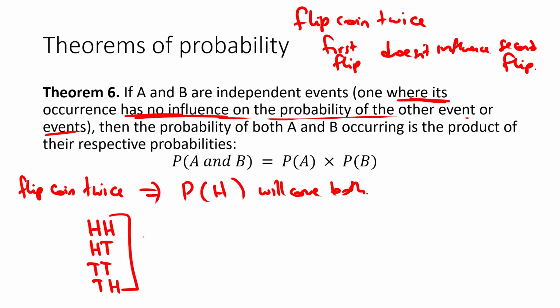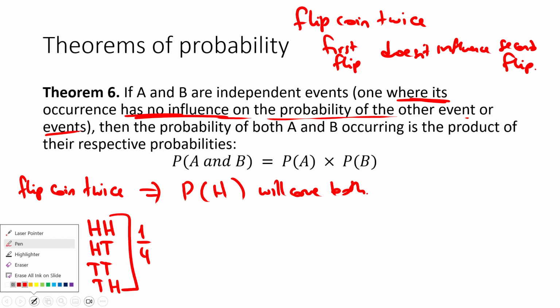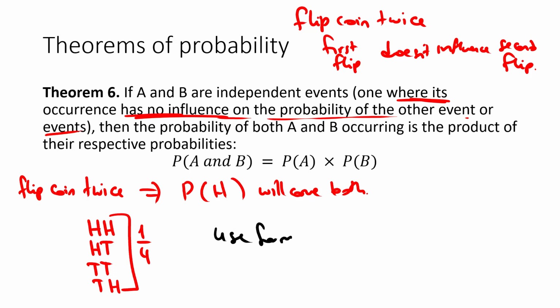And what is the probability then? It is 1 by 4. Okay, this is the result. Now let's use the formula. The formula is this one.